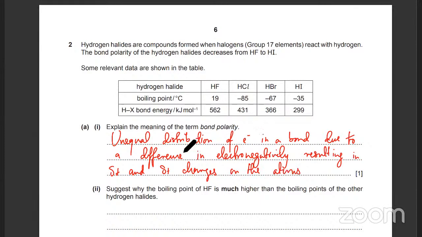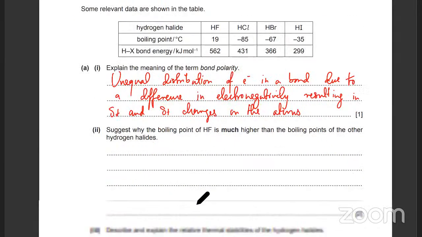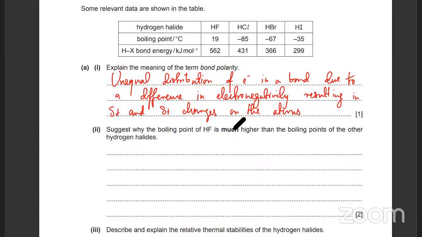So that is bond polarity. So that's why the boiling point of HF is much higher than the boiling points of the other hydrogen halides. So what type of intermolecular force would HF have? Hydrogen bonding. Fluorine is more electronegative. You're going to write, 1 mark would be for that they're going to attract each other.